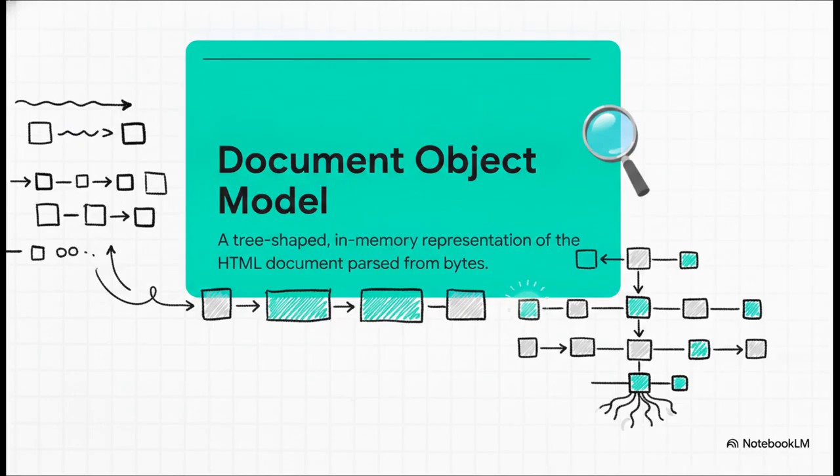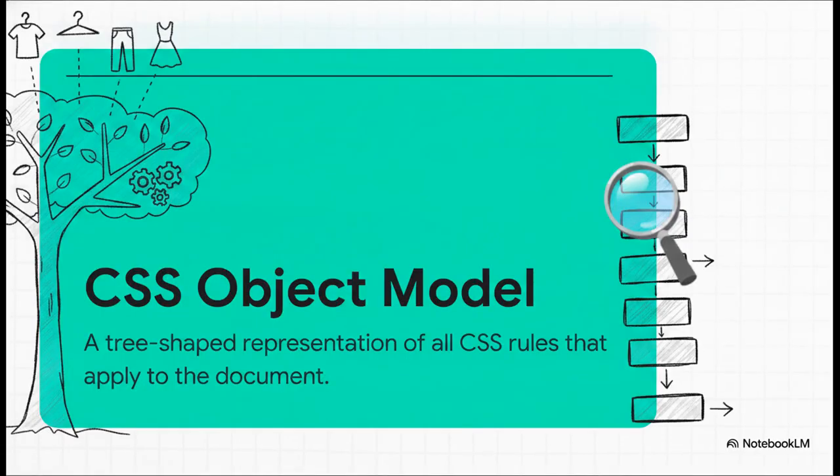Think of this as the structural skeleton of your web page. And remember, the DOM is a live, breathing API that JavaScript can talk to. It is way more than just static HTML source code. Simultaneously, whenever the browser hits a style tag, it starts building the CSS object model, the CSSOM. This is basically the clothing for our skeleton.